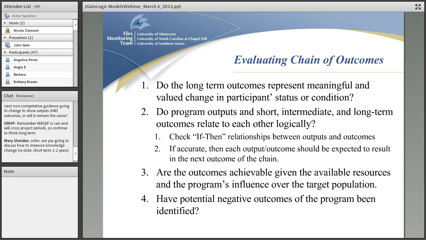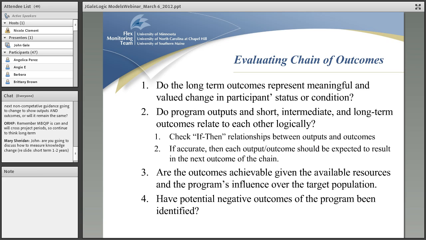Do they relate to one another? Does everything relate to one another logically? A logic model is nothing but an if-then clarification of the if-then relationships between activities, outputs, and outcomes. So if we do X, Y results. If we produce Y, then it will lead to this outcome, which is a change in knowledge. If we change knowledge, does it lead to a change in behavior and then a change in status? So it really helps to think about it and make sure that that if-then relationship holds up.